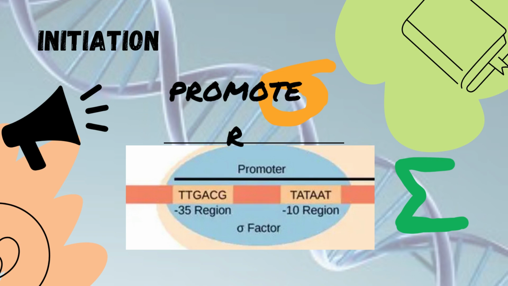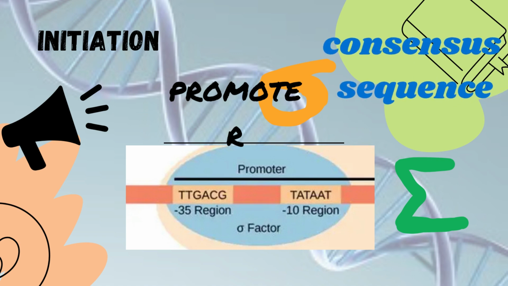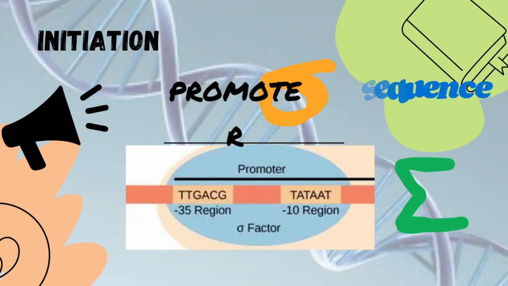We look at the term consensus sequence. A consensus sequence is a sequence representing the most frequent nucleotides found in a certain region. For example, for the -35, it is TTGACA. Those are the nucleotides that are most frequent in that region. And for the TATA box, it is only A and T.